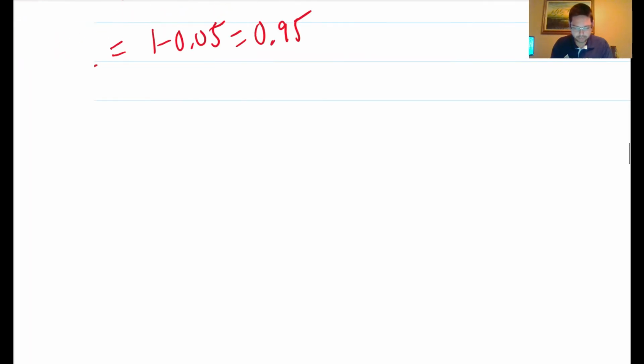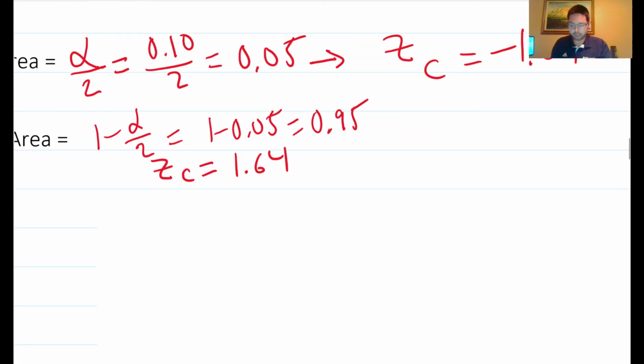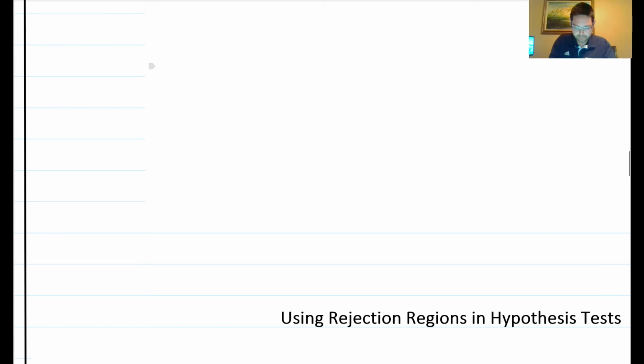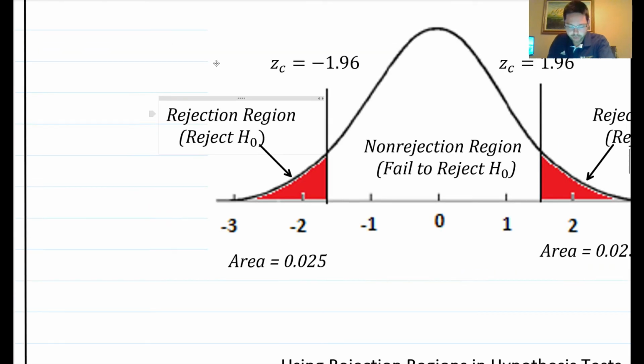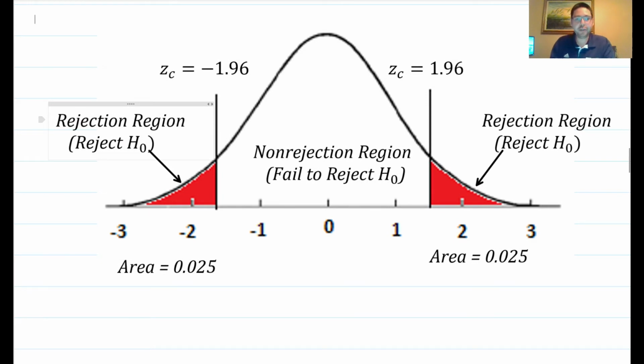All right, so let's go back to our diagram, our left and right area. So this right area's z critical is 1.64. So basically it's negative 1.64 and positive 1.64. Let's show you this on the diagram, so you can see how it looks for a two-tailed test. So those are my two rejection regions, negative 1.96, positive 1.96.